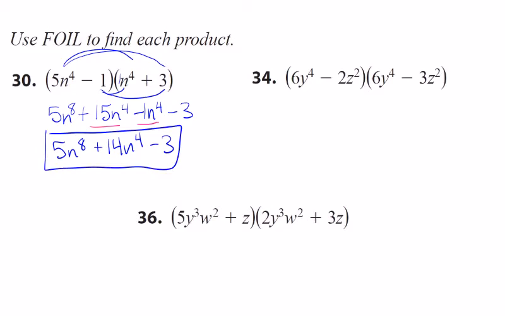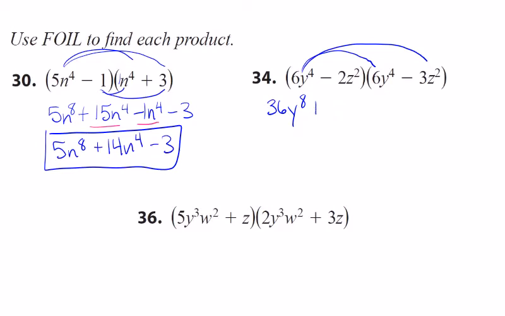All right, so that's it. As far as we can go, we combine like terms. All right, 34. 6y to the fourth times 6y to the fourth. 6 times 6 is 36. y to the fourth multiplied by y to the fourth is y to the eighth. 6y to the fourth times 3z squared. 6 times 3 is 18.